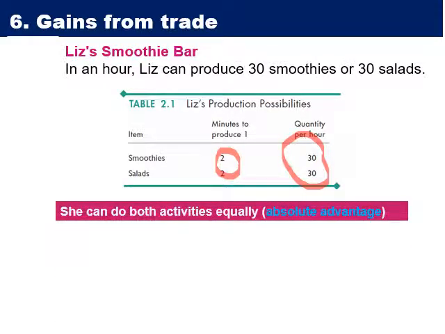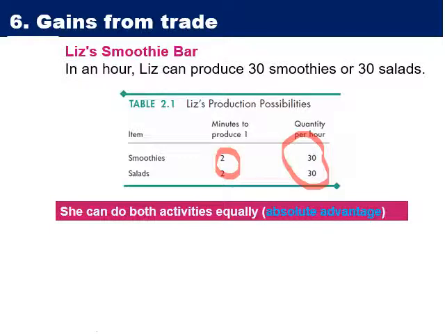So we can conclude that she has an absolute advantage in doing both activities, because she is very productive in doing both. Now, what about the comparative advantage? If we assume that her customers buy salads and smoothies in equal numbers, this means that she will divide her time between producing the two commodities. So in 1 hour, she can produce 15 units of each commodity.